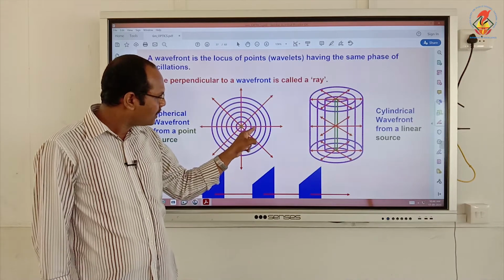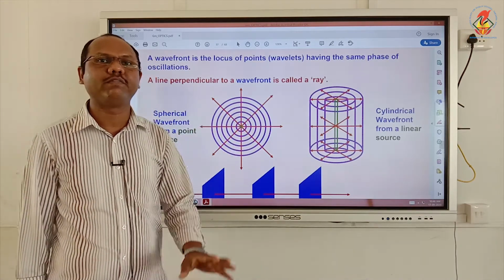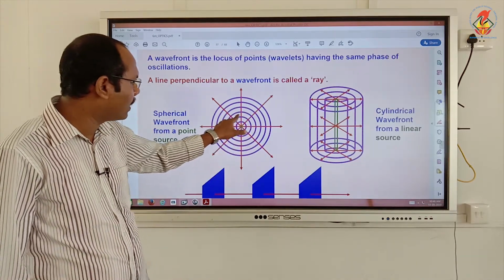So I can draw a circle here. That circle is called wavefront.